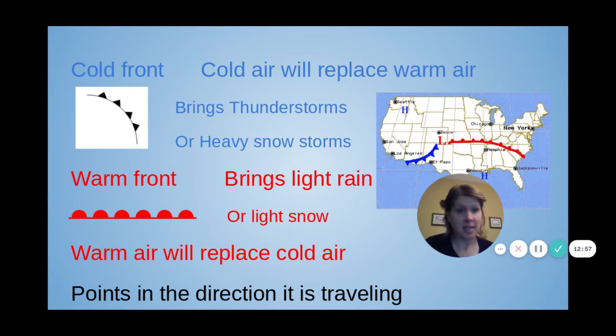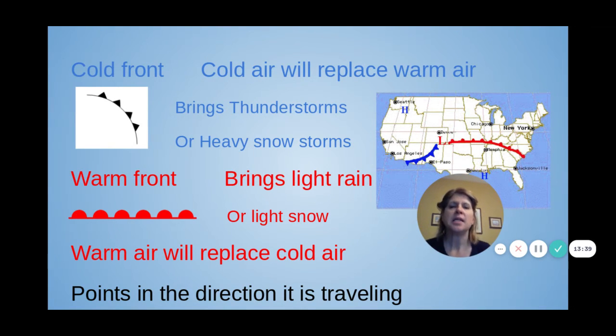Now, warm front, same idea, except now I'm pushing in warm air and pushing cold air out of the way. So two air masses come in. Warm air comes in. Because it's warmer, it pushes cold air out of the way on the bottom. See, it's over here. And that sits there, bringing forth light rain or light snow. Warm air replaces cold air. All right, again, warm air comes in, pushes cold air out of the way, and sits. Warm air comes in and sends cold air packing.